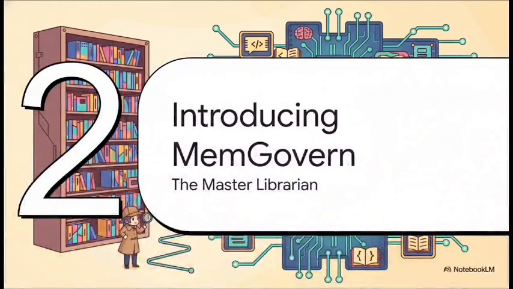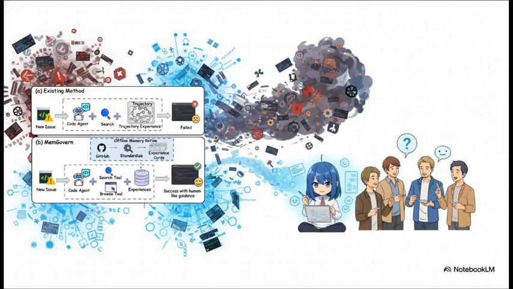And this is where a brand new framework called MemGovern enters the picture. So if the AI agent is our brilliant but inexperienced detective, you can think of MemGovern as the master librarian, the one who builds a perfectly organized library of every single case ever solved. MemGovern's whole mission is to take that chaotic, messy history of human bug fixes on GitHub and just transform it. It carefully curates and standardizes all that data, creating this pristine, searchable library of experience that an AI can finally understand and, more importantly, learn from.